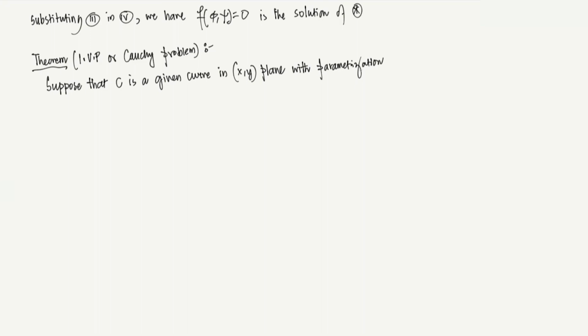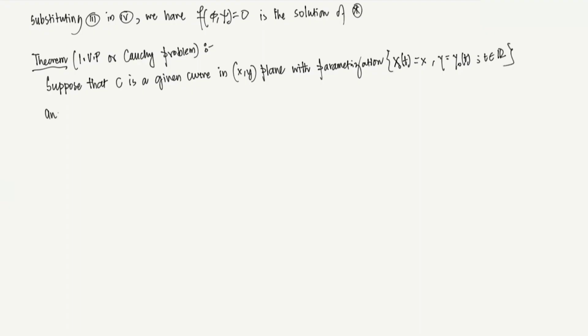This is a very, very important theorem, so please keep this in mind. x naught of t equals x and y will be given by y naught of t. That's the parameterization basically, and this t is in R. This is the curve.